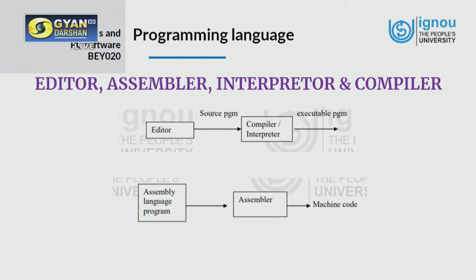Okay, and this diagram basically explains that whenever there is an editor, there is a source program associated, that you then pass to a compiler or interpreter, and that produces an executable program which is in machine language and can be run on the machine. The assembler does the same thing. Okay, an assembly language program goes through the assembler and a machine language program is produced, and this is how both the things work.